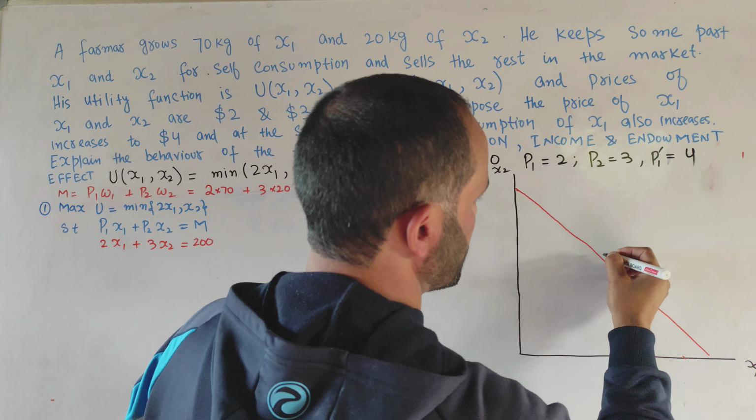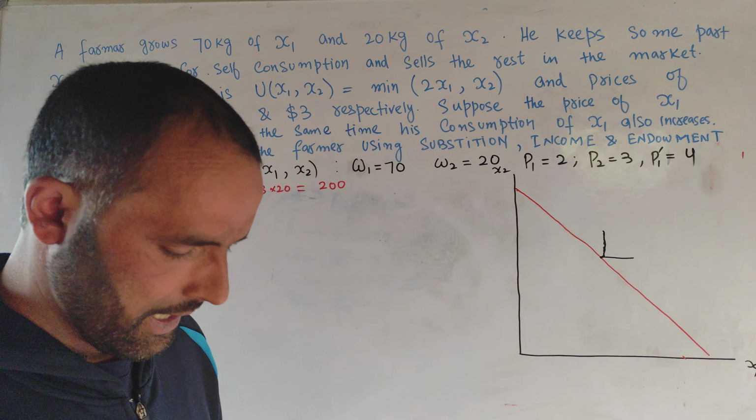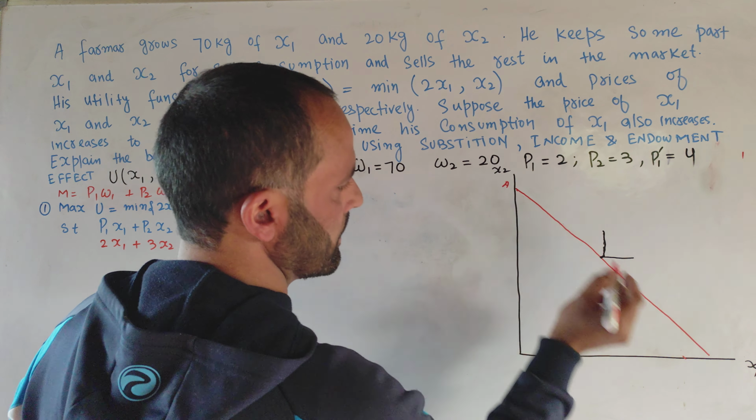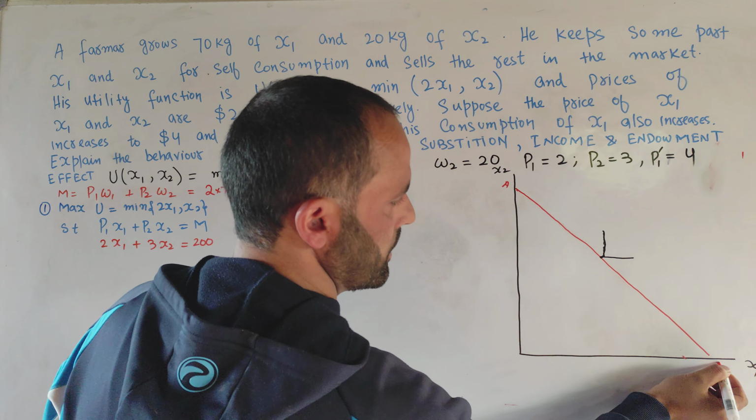Now we need to find out how much quantity of good x1 and x2 he will initially demand. Let us give a name to the budget line. Let us say this is AB. So this is our initial budget line, AB, and in AB what do we have?